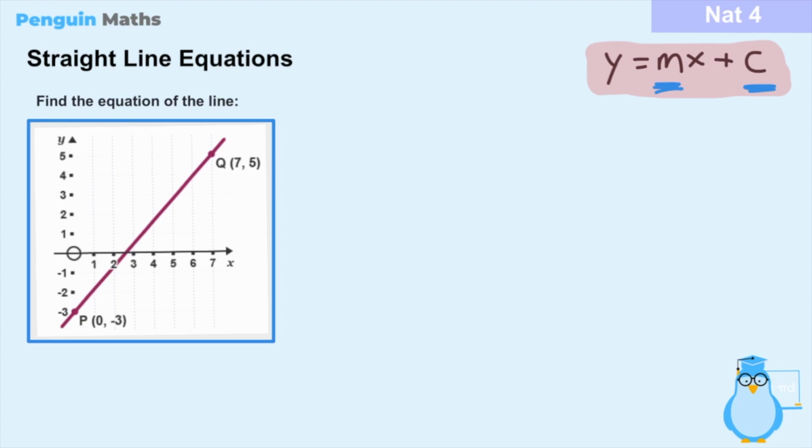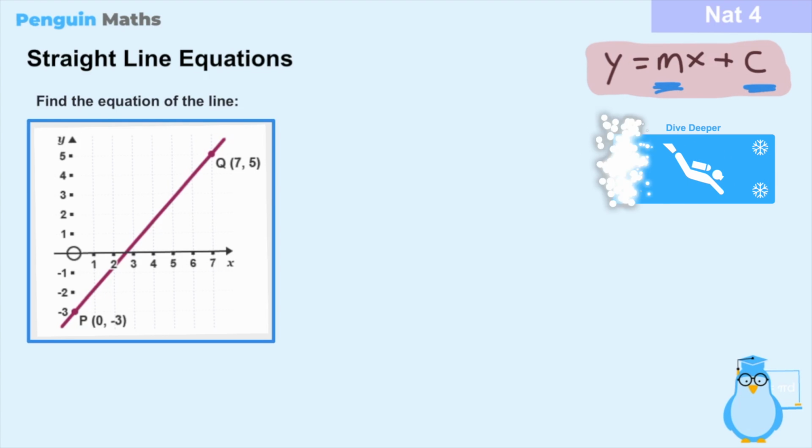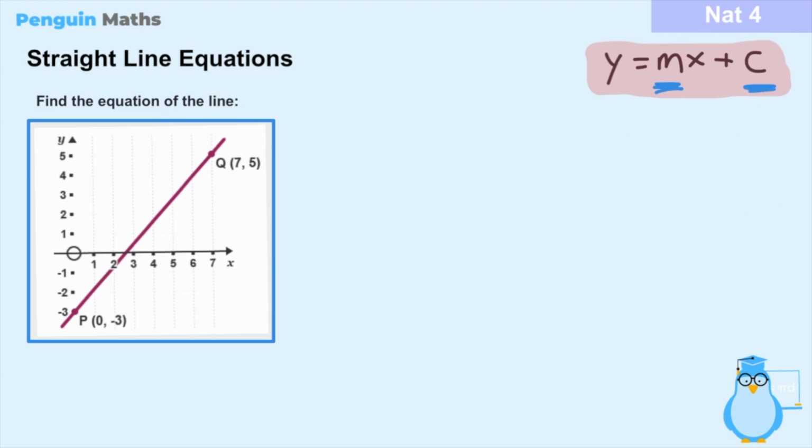Okay, so now we're going to do one final example, and again we've been asked to find the equation of this line here. And the same steps apply as before. What we want to do is find the gradient m and the point on which it crosses the y-axis, c. Now this time we've already been given two coordinates for us. Here we have the point P, which is (0, -3), and we also have Q, which is the coordinate (7, 5). So I'm just going to write them out now.